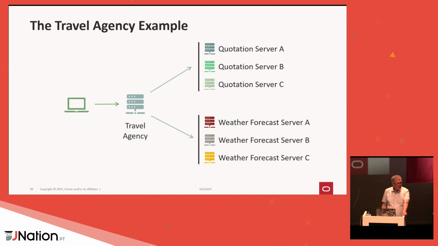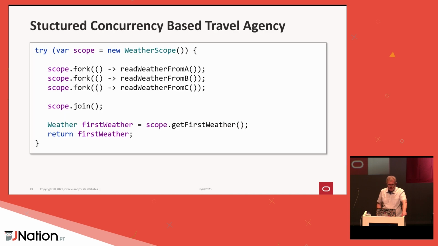You want to query several quotation servers and get the best one. So there's a mean to be computed there. That's some kind of business rule. And you want to query the weather forecast, but there you want to get the first weather forecast server that is going to answer. So that's a different business rule with time involved. The patterns brought to you by structured concurrency are these ones.